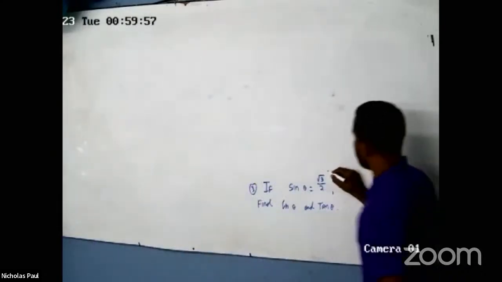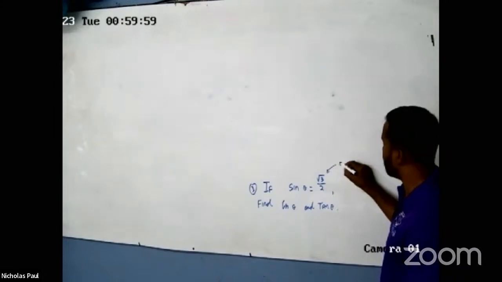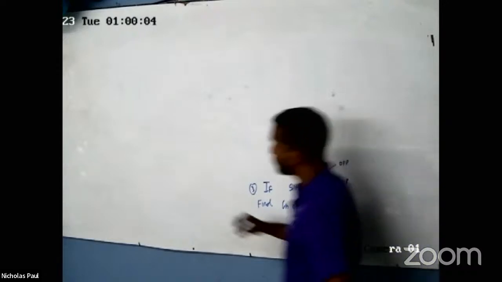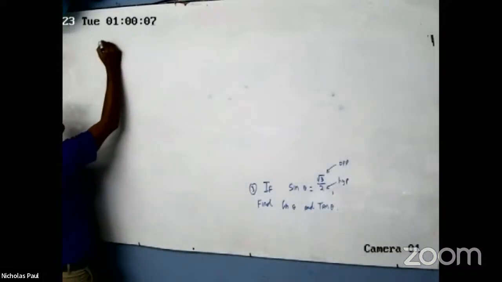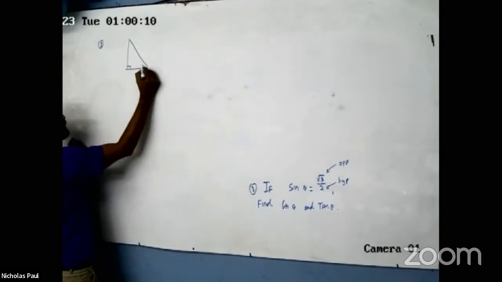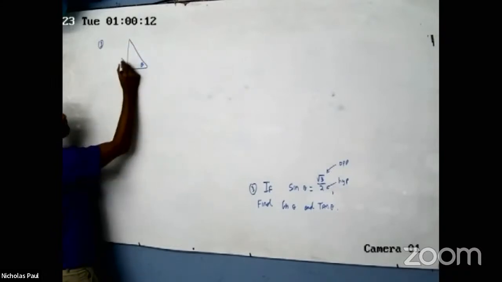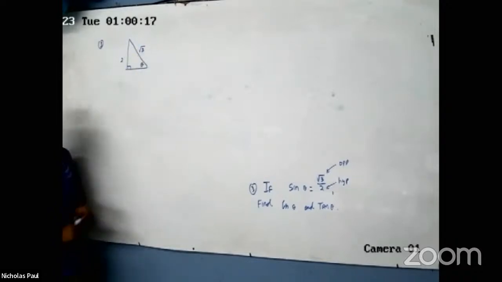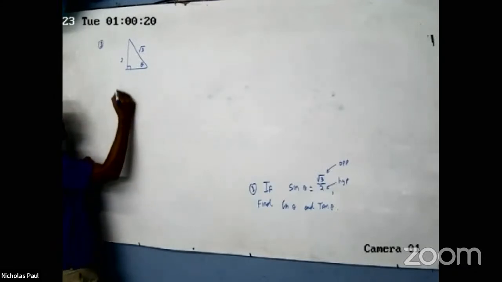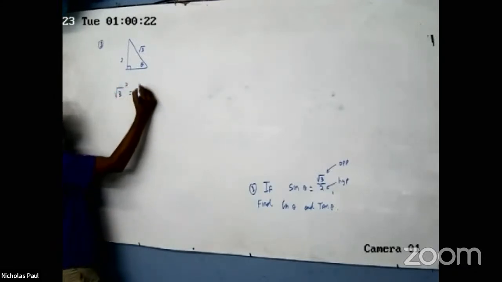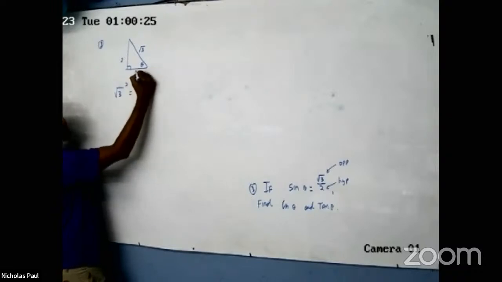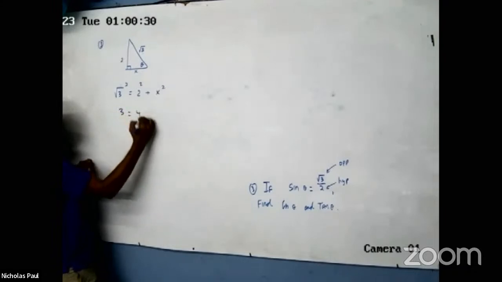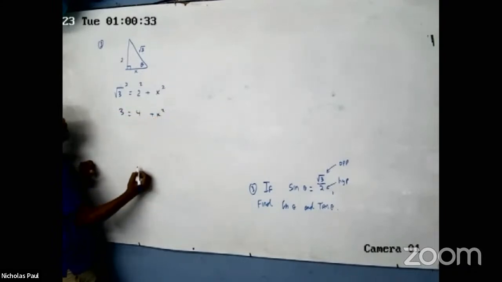Let's see what we have. We have opposite and we have hypotenuse. So we come back here to a right angle triangle. Here's theta. We have opposite, hypotenuse, and I want to find an adjacent. So you use Pythagoras: root 3 squared plus, let's call it x squared, equals 2 squared. Root 3 squared is 3, 2 squared is 4, plus x squared.